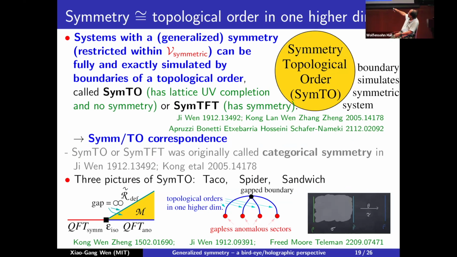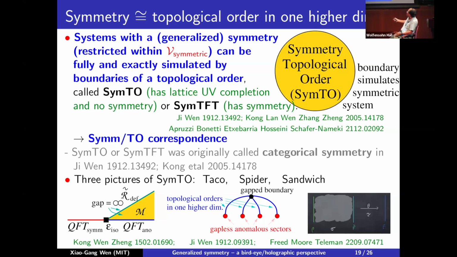And actually there are two terms: either SymTFT or SymTO. They basically have the same meaning, but with a slightly different emphasis, which is probably important. The term SymTO emphasizes that there is a lattice UV completion in the bulk. There's a lattice model, and this lattice model doesn't have any symmetry. They emphasize the bulk has no symmetry, just topological order. The lattice model breaks all the symmetry.